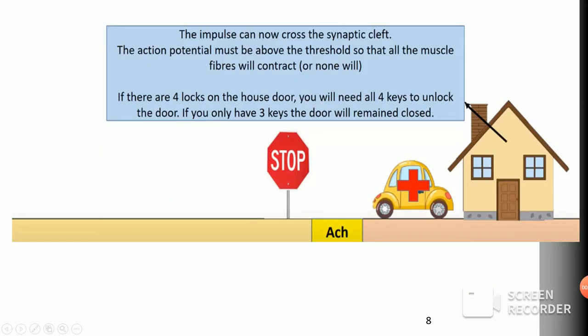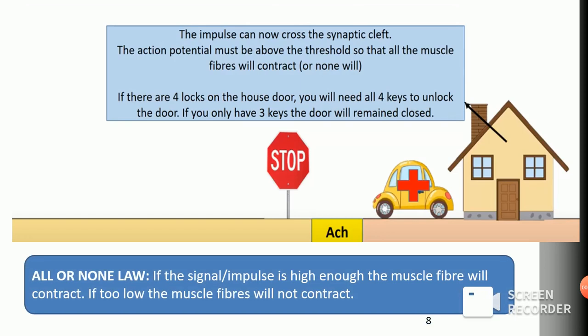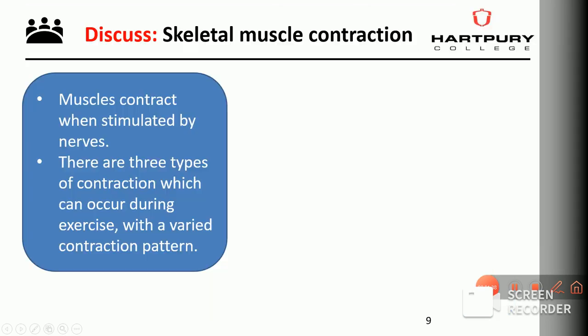Right, if we think about it, we've travelled all this way to get into our house, which has 4 locks on it, and in order to get in you will need 4 keys. If you have 3 keys, the door will remain closed. So this represents our all or none law. If the signal or impulse is high enough, the muscle fibre will contract. If it's too low, then the muscle fibre will not contract. If I don't have enough keys, I can't get in the door. If the signal's not high enough, the muscle fibre will not contract.